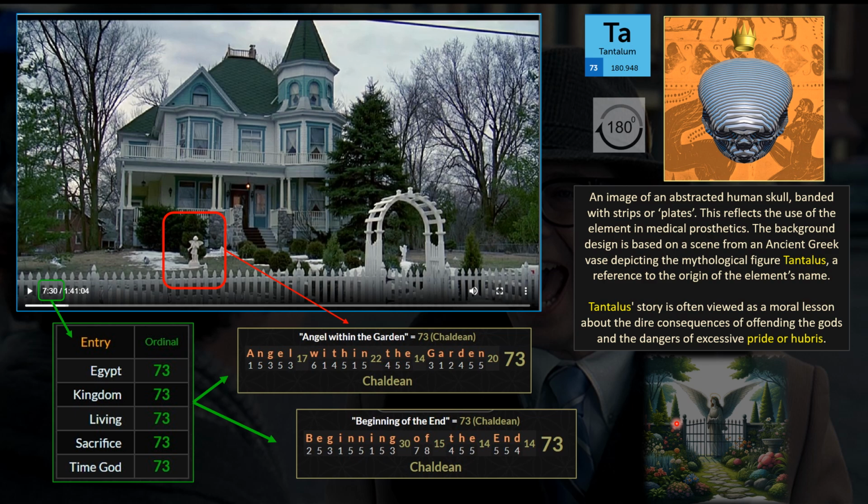So when Phil arrives in Punxsutawney, Rita sets him up to stay at a bed and breakfast, and this is the first outside scene of the bed and breakfast that Phil wakes up in every morning. And the scene starts at exactly 7 minutes and 30 seconds. And again, we can ignore the 0. That gives us the number 73. The number 73 matches Egypt, kingdom, living, sacrifice, and time god. In Chaldean, it also matches angel within the garden, and it also matches beginning of the end. 73 is a special number.